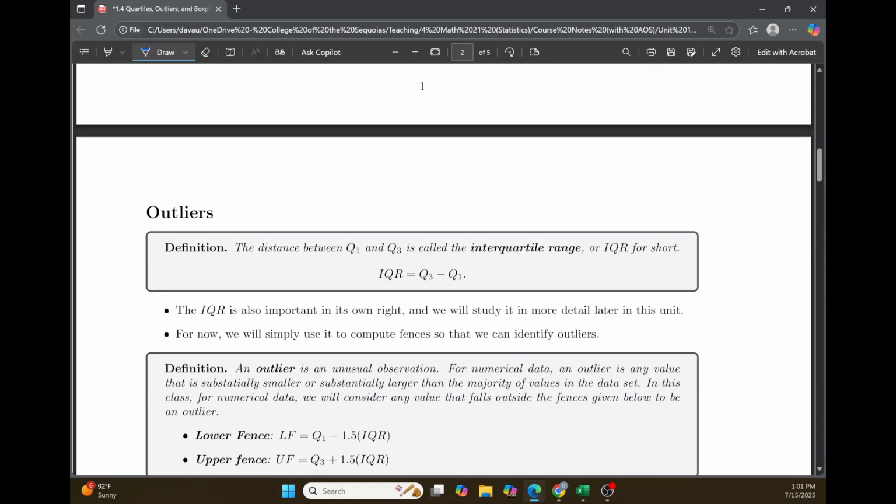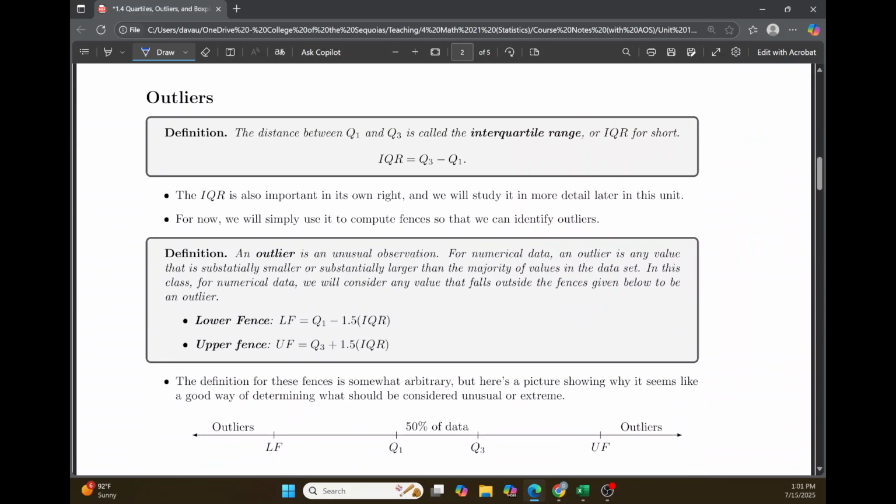So with quartiles in hand, we can talk about outliers. First of all, the difference between Q3 and Q1 is called the interquartile range. That's the distance between those values. So in other words, the IQR is Q3 minus Q1. The IQR is an important statistic in its own right, and so we'll talk about it in a little more detail in a future section in this course.